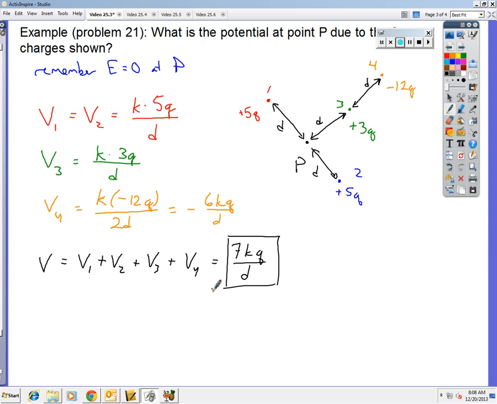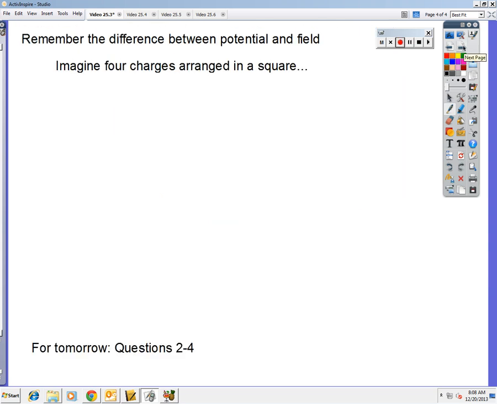That tells us that while the electric field is 0, the potential is not. And that is generally the case, that the electric field being 0 does not mean the potential is 0, nor does 0 potential mean 0 electric field. And we'll get another illustration of that. Let's say we've got 4 charges in a square.